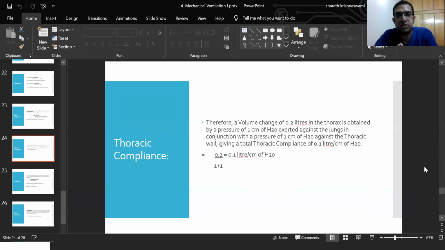So let us understand what thoracic compliance is constituted by. Therefore, a volume change of 0.2 liters in the thorax is obtained by a pressure of 1 centimeter of water exerted against the lungs in conjunction with the pressure of 1 centimeter of water against the thoracic wall, giving a total thoracic compliance of 0.1 liter per centimeter of water.